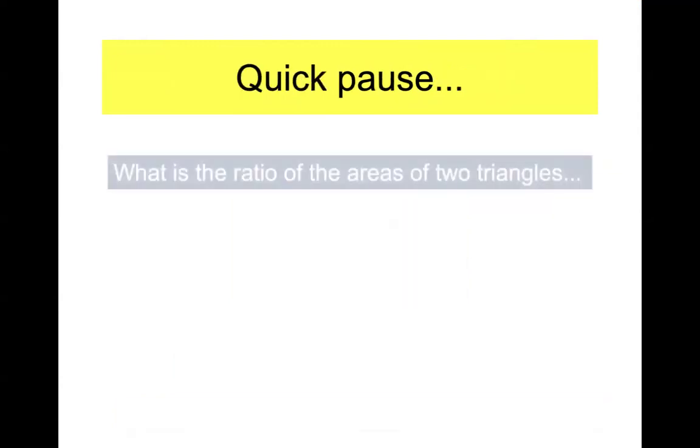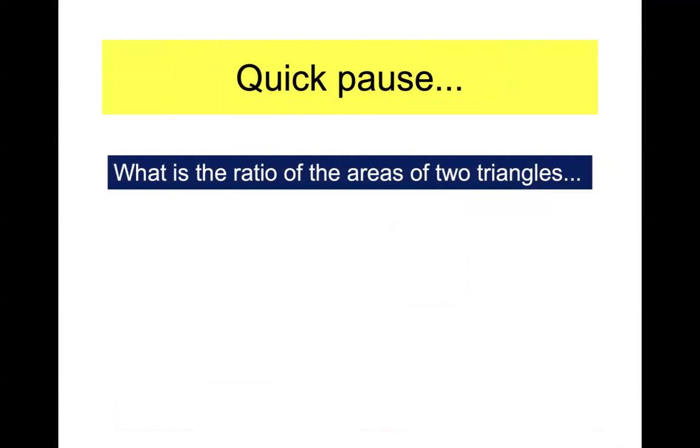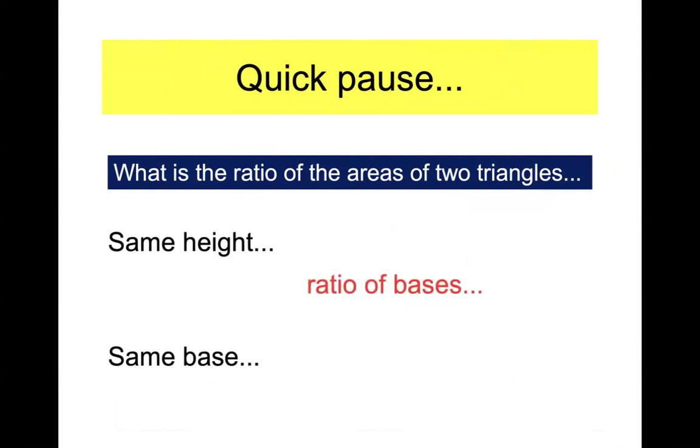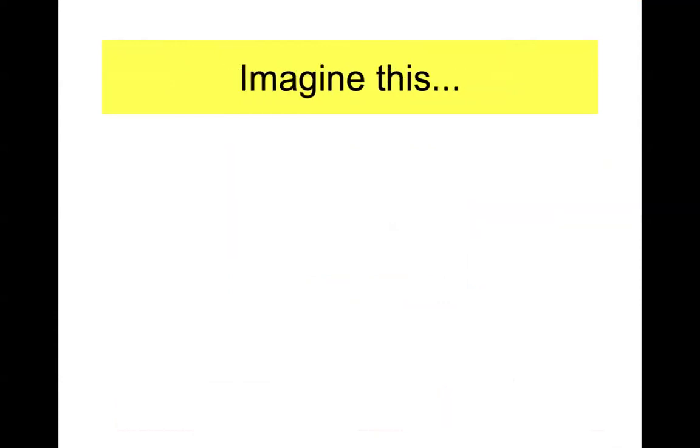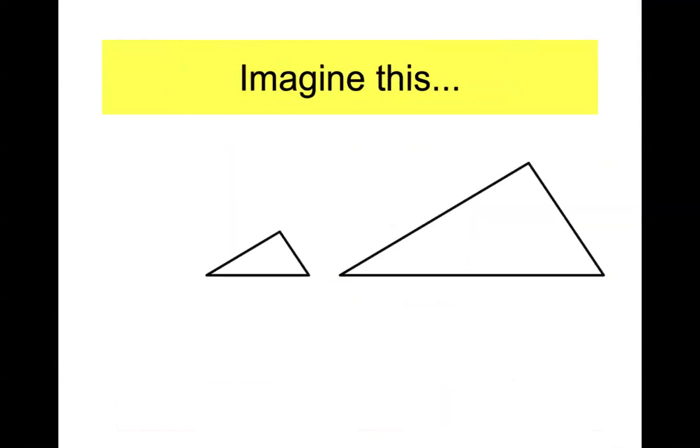Okay, one more. Oh, a quick pause. What do we do? Put these two ideas, state them again. If the triangles share the same heights, then the ratio will be the ratio of their bases. If they share the same base, then it'll be the ratio of their heights. All right. Next one. Imagine this. I have two triangles that clearly share nothing.